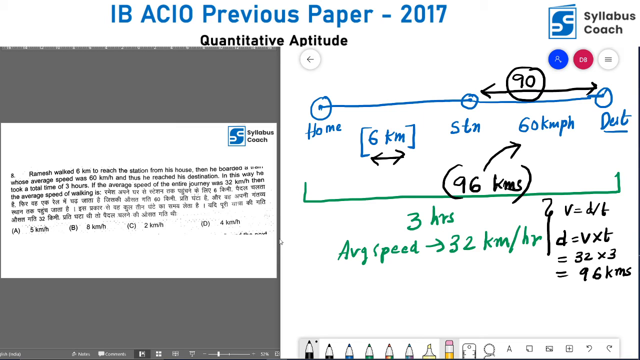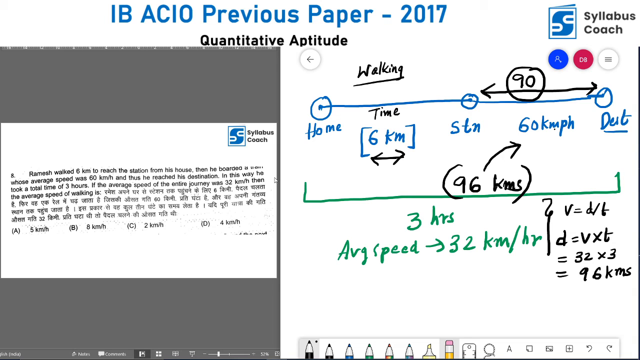We are supposed to find the average speed of the walking. So this is the walking section. The walking section is nothing but from home to station, right? We are supposed to find out the average speed. We already have the distance here. If I can calculate the time of this section, I'll be able to find out the answer for this question. So the question says, if the average speed of the entire journey is 32 kilometers per hour, then the average speed of walking is. Now in this area, I have velocity and I have the distance.